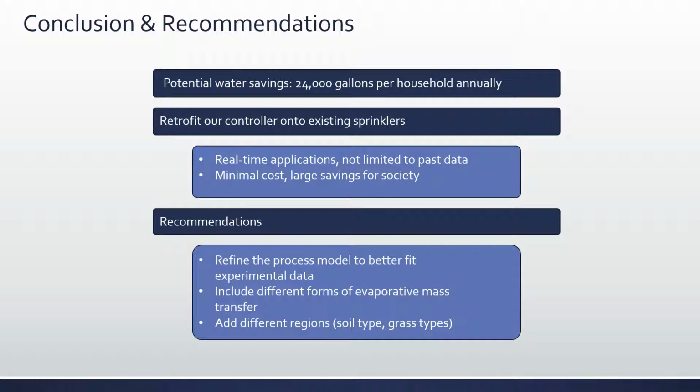installation. Some recommendations for future work include refining the process model so that it better fits and includes experimental data, and that it will include different forms of evaporative mass transfer. Another possibility is to account for different soil and grass types in order to make a controller that is specific to different geographical regions. Thank you for your time and your interest in reducing water consumption through process control.